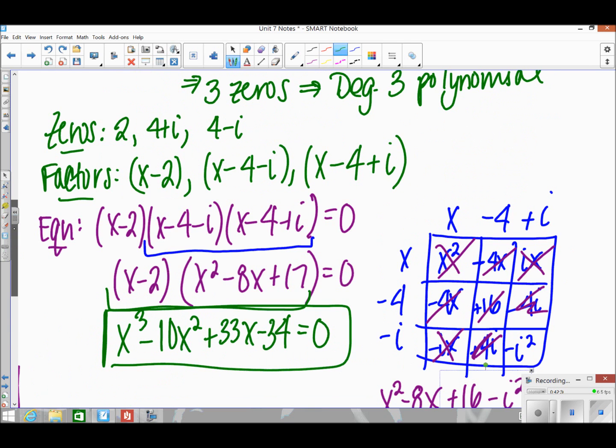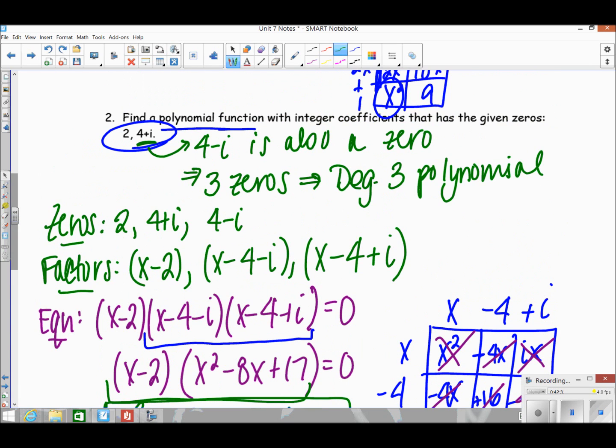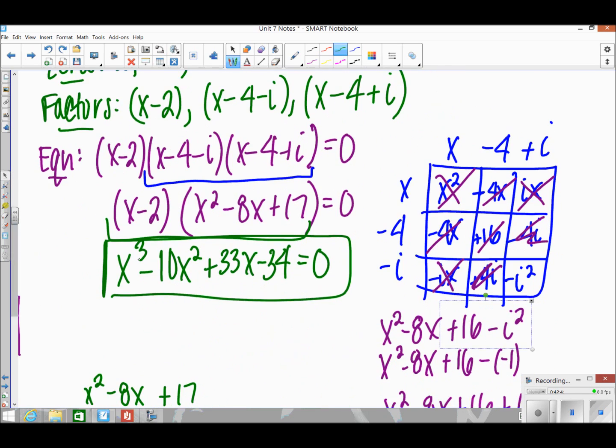Remember we said it should be a degree 3 because we had one real solution, one complex, which really implies that its conjugate has to be a solution as well. So that means there has to be 3 zeros and not just the 2 that are given to us. So your equation has a highest exponent of 3 and is given in standard form after multiplying all these pieces.